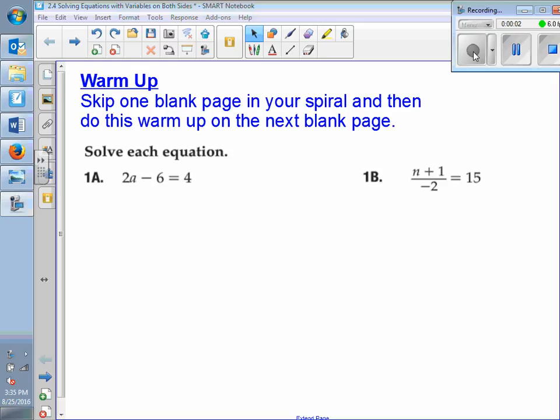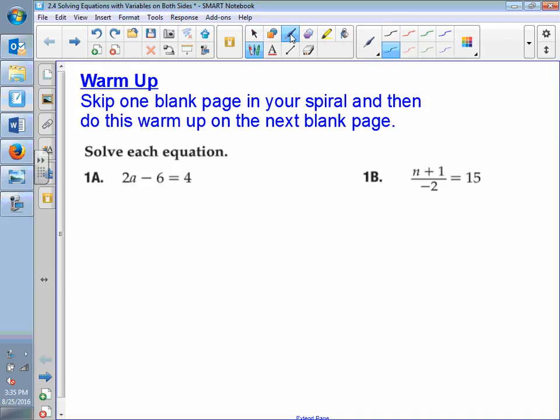This is multi-step equations, and you guys did a piece of cake, right? All you're going to do is use your inverse operations to isolate your variable. So when you do that, here we're going to add 6 on both sides. We end up with 2a is equal to 10.